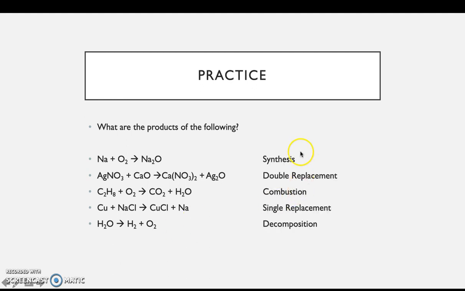Now, I already kind of alluded to this, but this first one was synthesis. I took 2 elements, put them together to make one compound. Second one was double replacement. I switched partners. Third one was combustion because all I had was carbon, hydrogen, and oxygen. Fourth one was single replacement. I started with a single element and a compound, made a single element and a compound. And the last one was decomposition, where we had one compound breaking down into single elements.